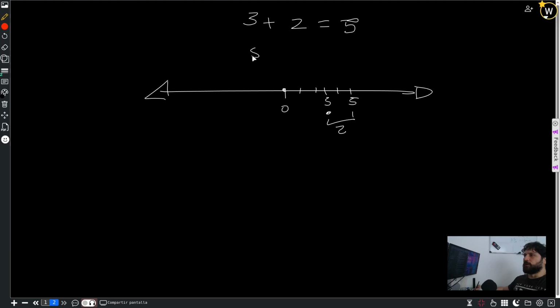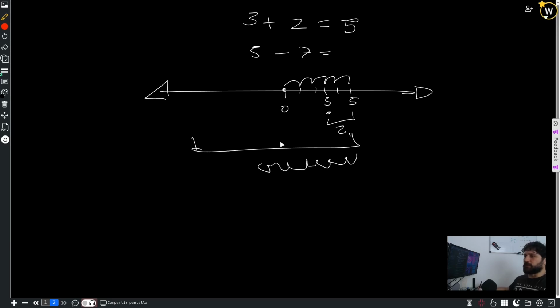For example, 5 minus 7, and we will start from 5, adding 5 from the origin, so 1, 2, 3, 4, 5, and then from this new origin going 7 in the opposite direction, right? 1, 2, 3, 4, 5, 6, 7, and we would have our -2.